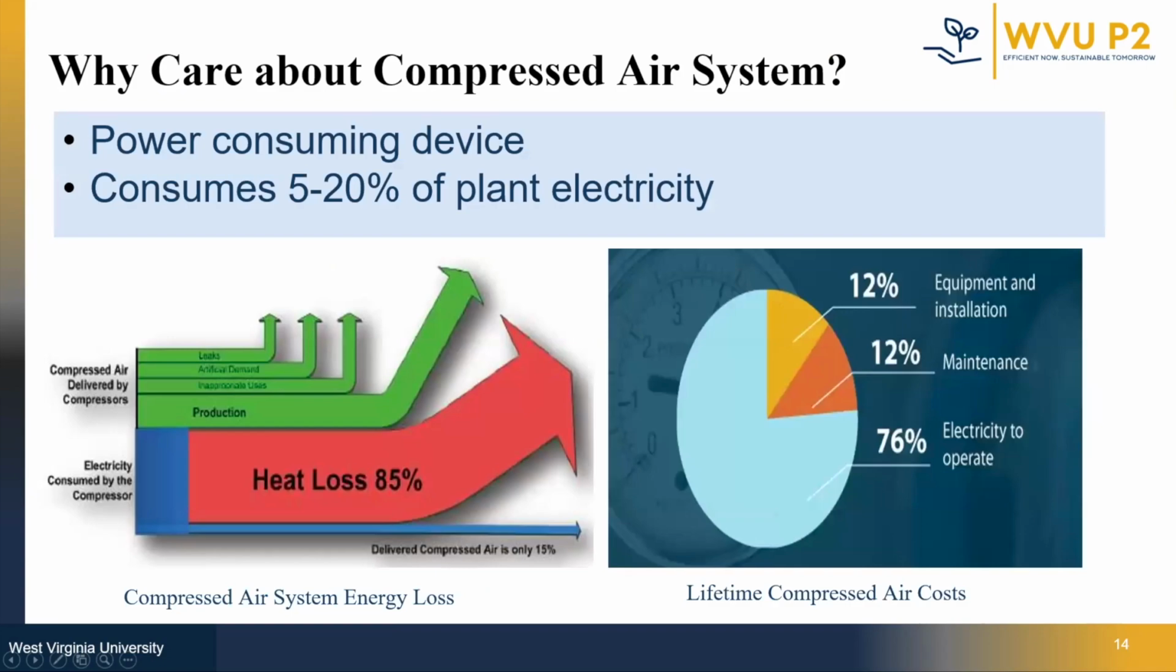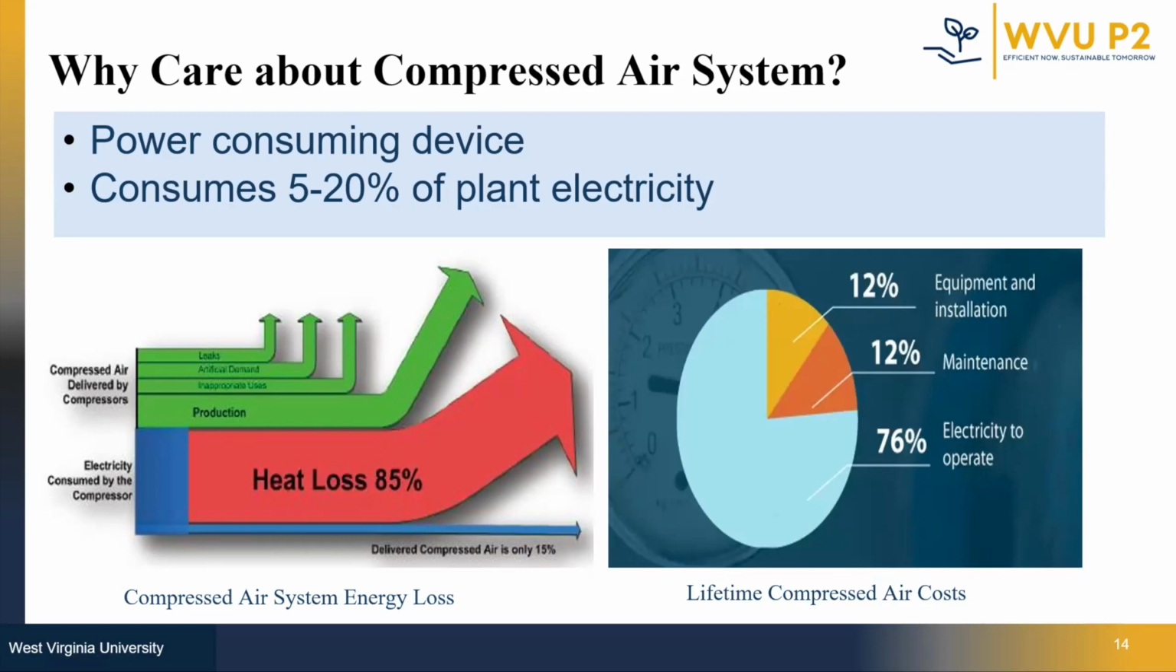Compressed air is one of the least efficient forms of energy. Up to 85% of the energy put into the compressed air is lost as heat. That means only 15% makes it to useful compressed air. Let's look at the cost breakdown on the right side of the slide. Over the lifetime of the compressed air, 76% of the cost is just electricity to run it. Equipment and maintenance combined make up less than a quarter.